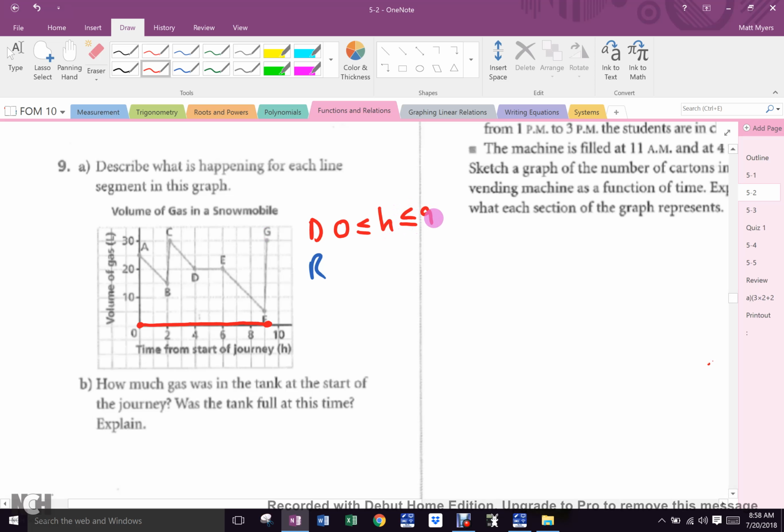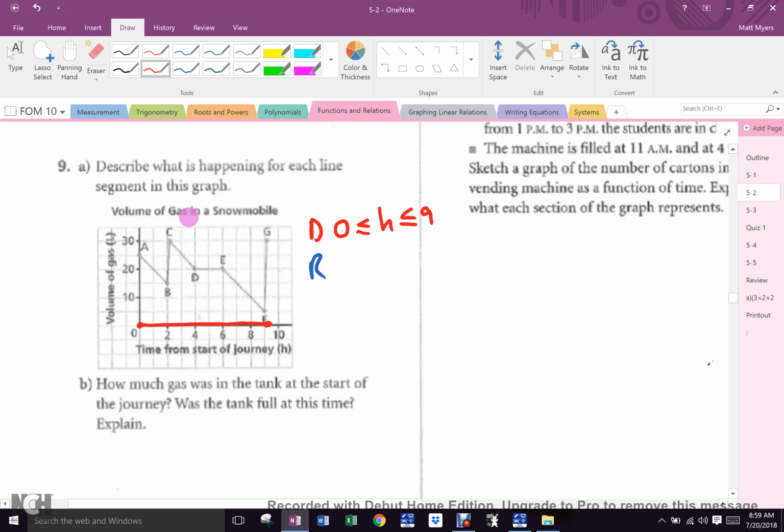All right? Now, if this dot were open, there would be no equal sign, because that means I can't even get quite to 9 hours. My snowmobile dies at 8 hours, 59 minutes, 59 seconds. Cool? So that explains the greater than, less than. Are you good? Charlotte? Yeah? If the 0 dot was an open dot, then I wouldn't have an equal sign there. An open dot means no equal sign at that value.